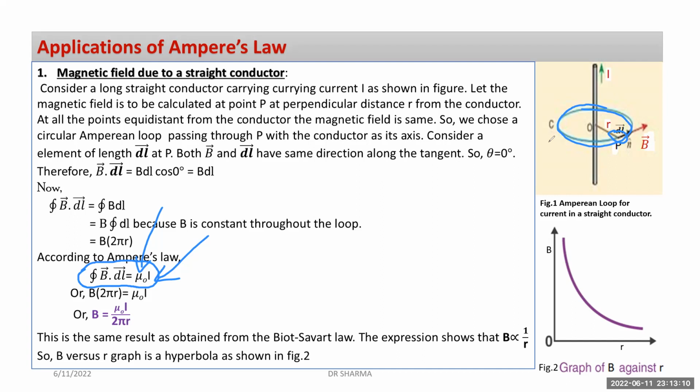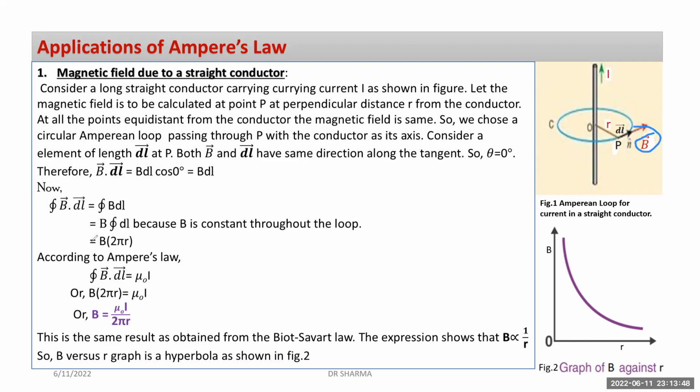In this case, the current is upward, as you can see here. So if you use right-hand thumb rule, the direction of magnetic field at any point, say point P, is along the tangent that is shown by the red line arrow. And at every point on this circle, the direction of small elemental length dl is always along the tangent and in the same direction as B.